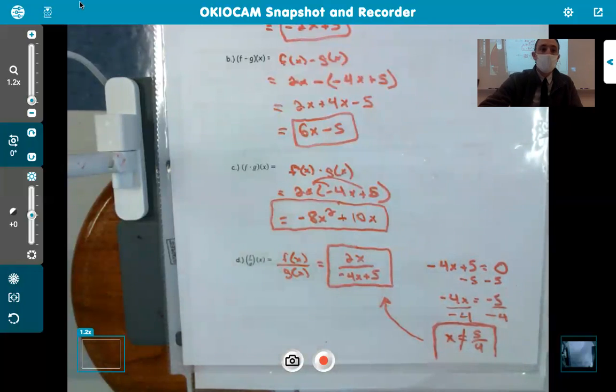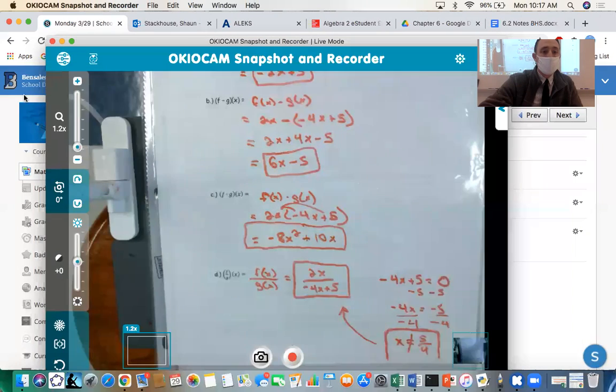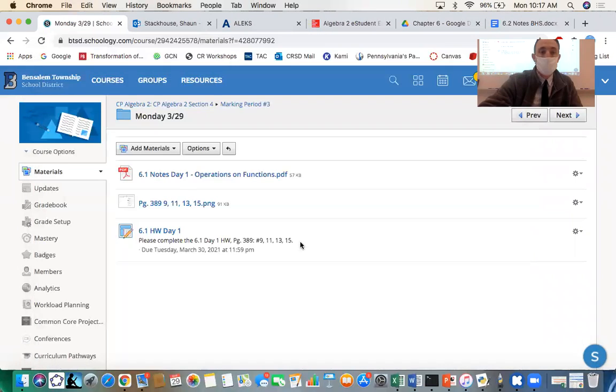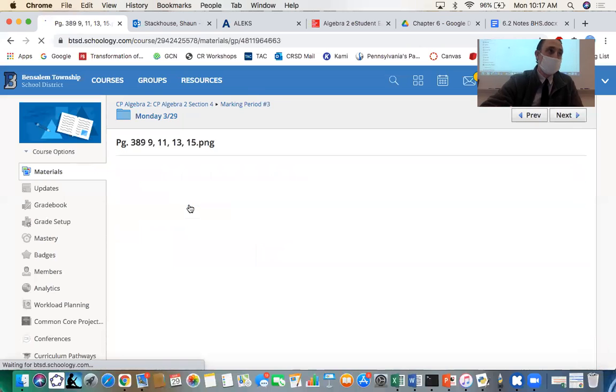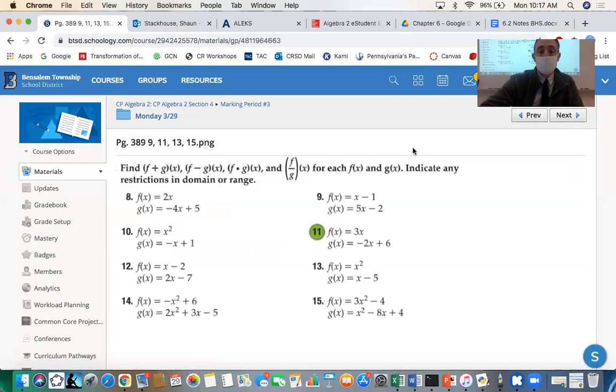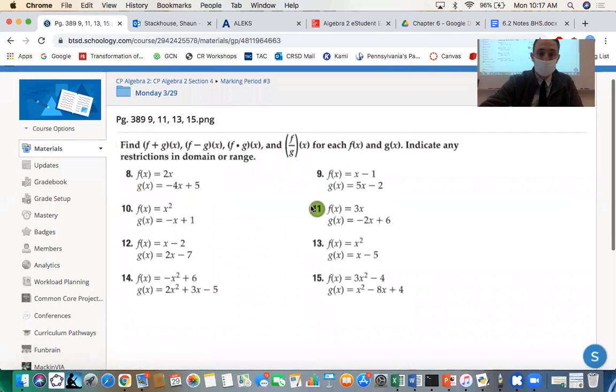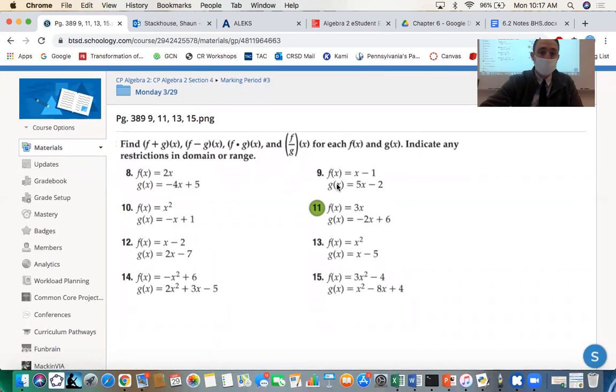Okay. Your homework for tonight is on page 389. You're doing numbers 9, 11, 13, and 15, just 4 problems. It looks very similar to the last example that we just did. So for each of these, you have 2 functions. You're going to find the addition, subtraction, multiplication, and division of each of those. So you go through and do f of x plus g of x, f of x minus g of x, f of x times g of x, f of x divided by g of x for each of these.